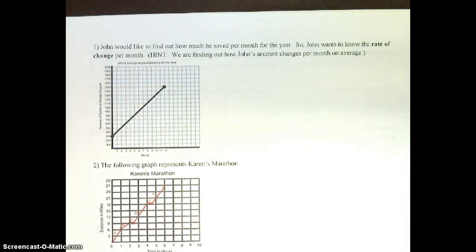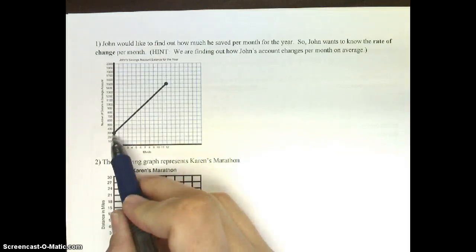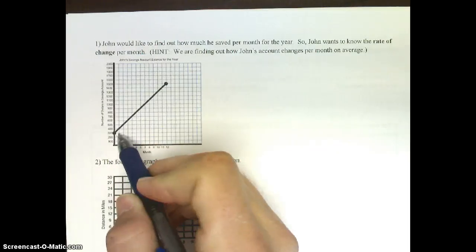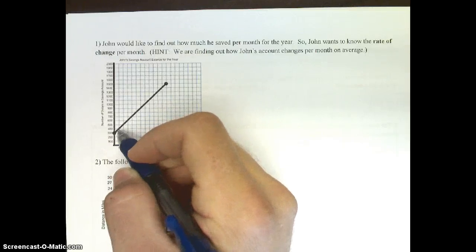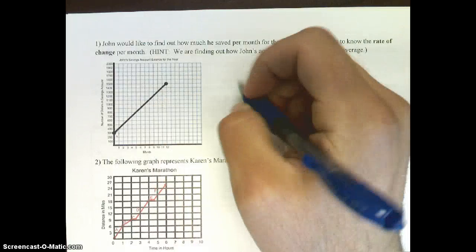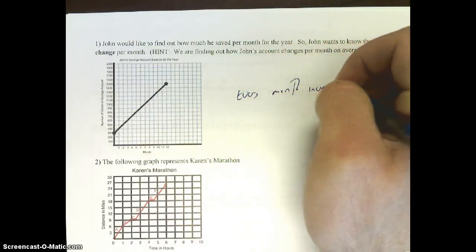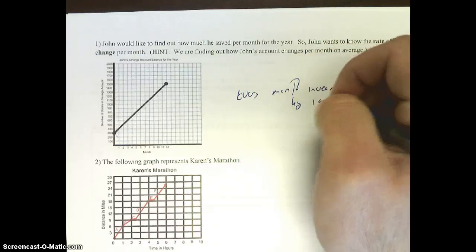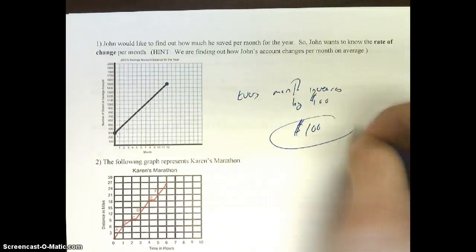Well, John would like to find out how much money he saved per month for the year. So John wants to know the rate of change per month. Hint, we are finding out how John's account changes per month on average. So you're trying to figure out how much it changes from one month to the next. One month is these little boxes. So it's going up 100 over 1. Every month, he increases by $100. So your slope is just 100 over 1.